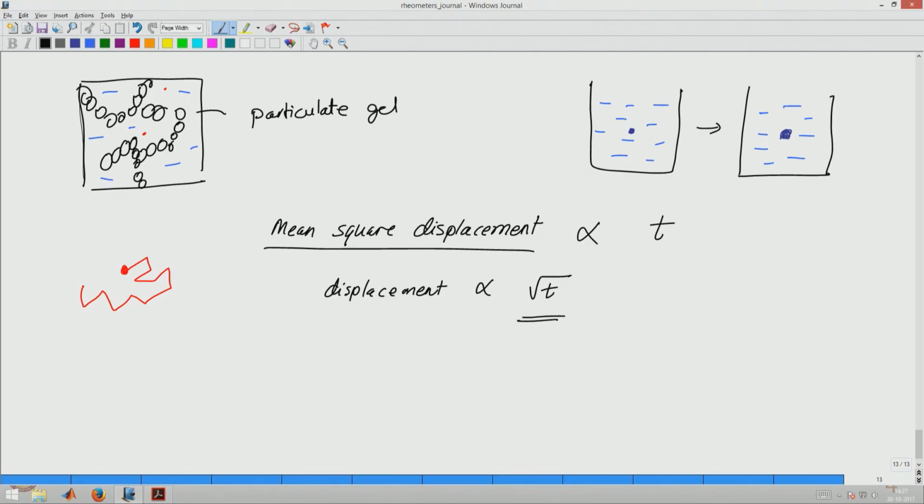So, whenever you have a set of particles, and you look at their displacement and plot it as a function of square root of time, if you get a straight line, that is, the data is all nicely fitting a straight line, then you know that this is a diffusive process. The particles are undergoing diffusion motion.